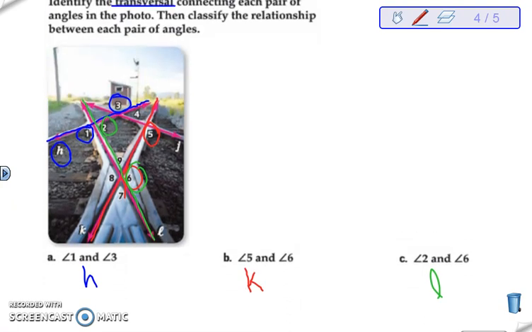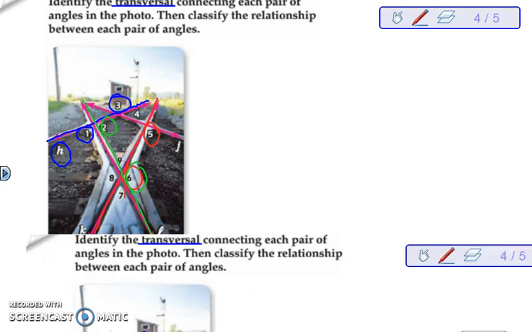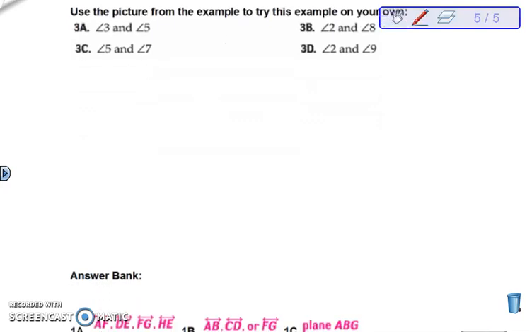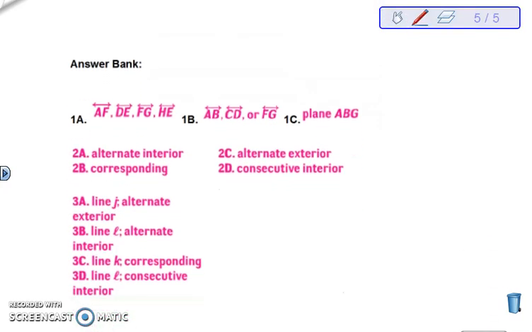All right, that's really all there is to it. Here's an example so you can do a little bit more practice. And then we've got the answers for all the practice examples here to make sure you are doing them right.